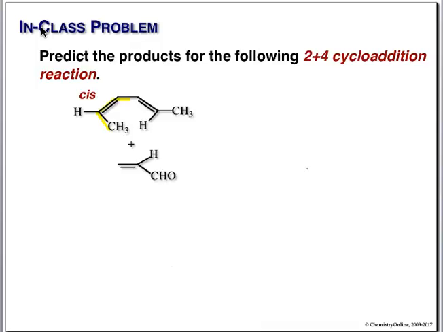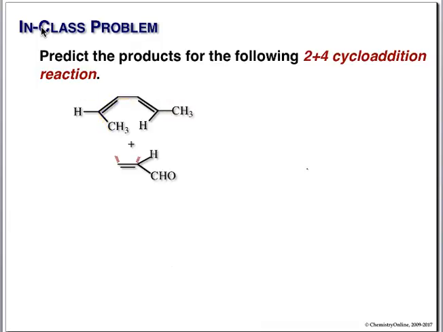Over here, we're going this way, and this way, kind of a Z. That's a trans double bond. So this is a cis-trans diene. All right, I'm going to take this cis-trans diene and react it with this simple dienophile. All right, everybody with me?